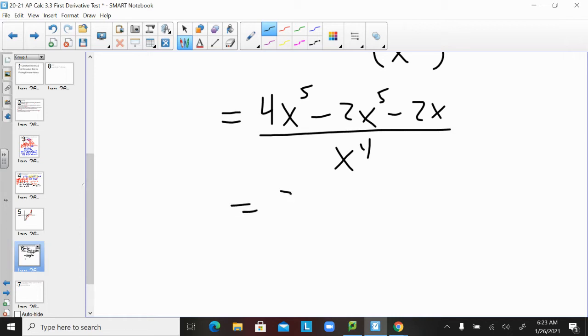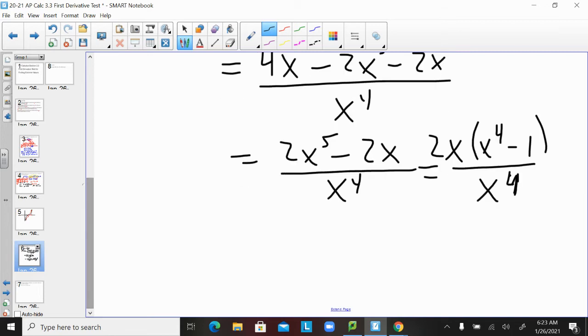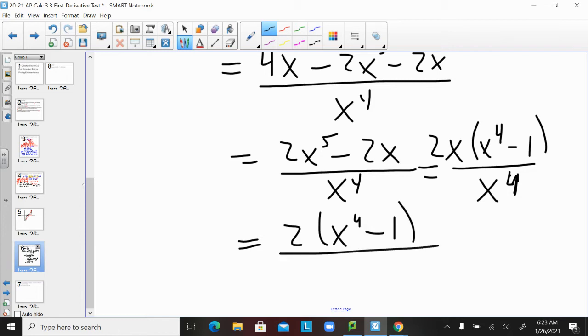This is 2x to the 5th minus 2x all over x to the 4th. I think I can take an x out of the top. Heck, I can take a 2x out of the top, leaving me with x to the 4th minus 1 over x to the 4th. I can cancel one of the x's. I end up with 2 times x to the 4th minus 1 over x cubed.